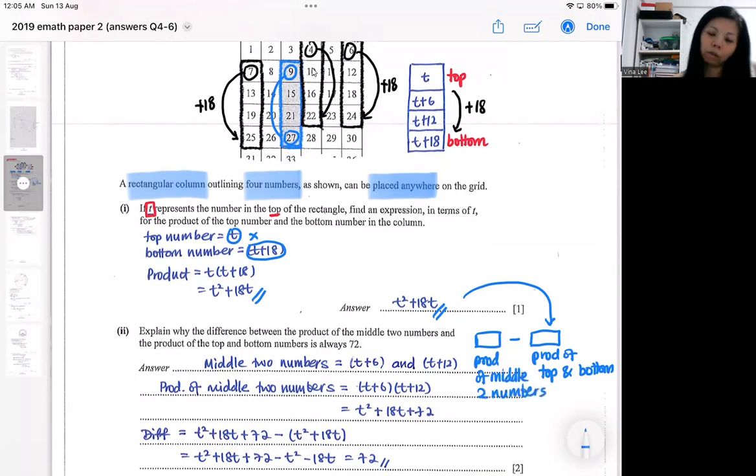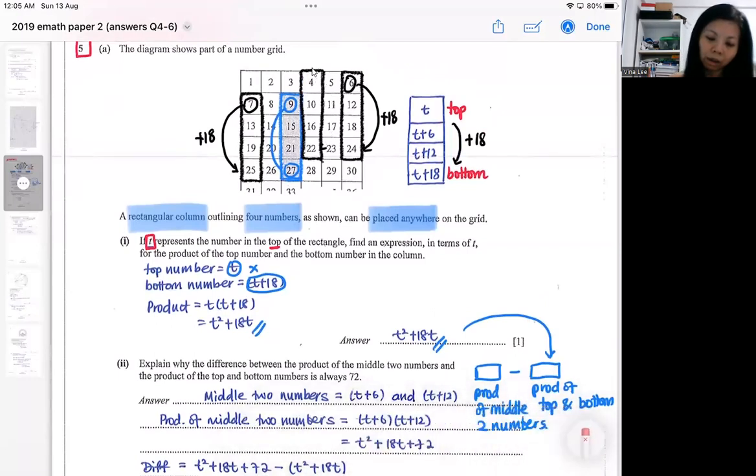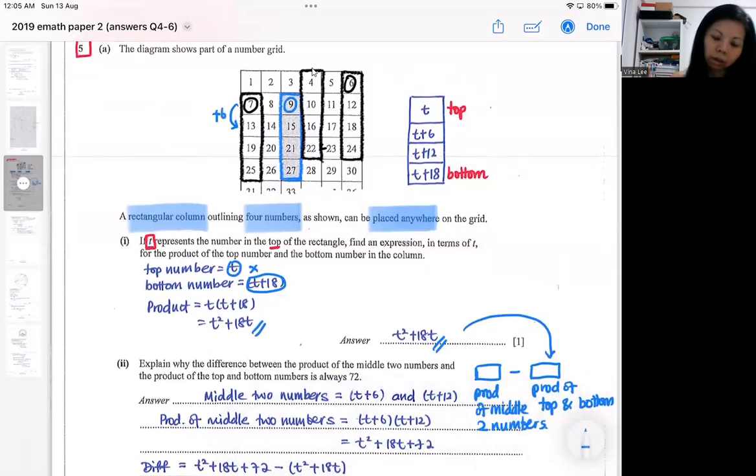So I need to go back to my table, back to my rectangular column. I need to observe the pattern between the top number and the second number and the third number, the middle two. If you observe, this looks like it's always adding a 6. You can observe a few columns. So my second number turns out to be T plus 6.